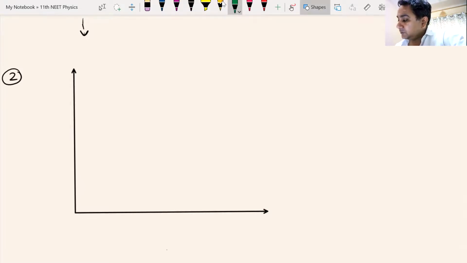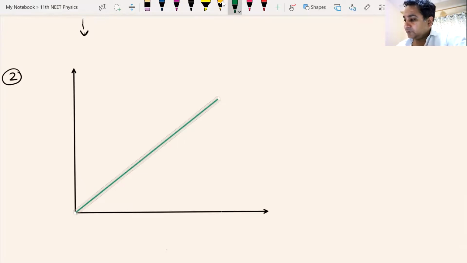Let me have the green graph first. Okay, let me talk about this green graph. I have time plotted here, velocity plotted here. Let me call this point A. Let me call this point B. The particle is moving from A to B. Let us discuss this graph.